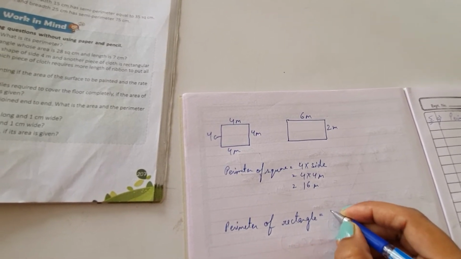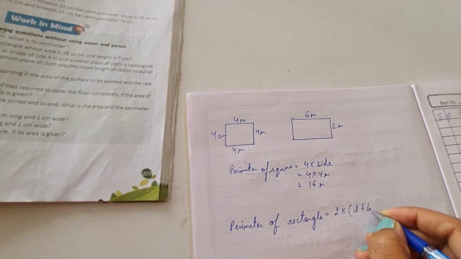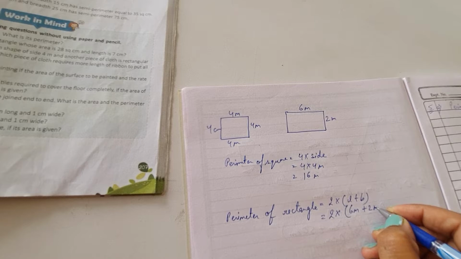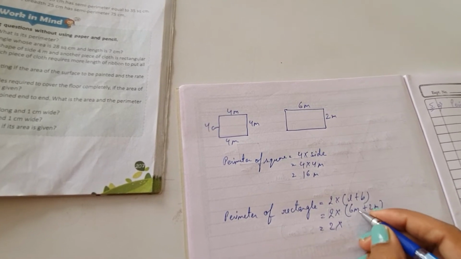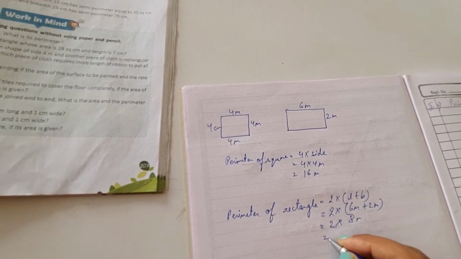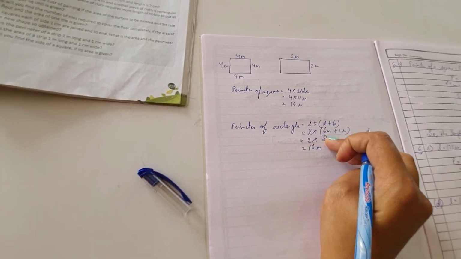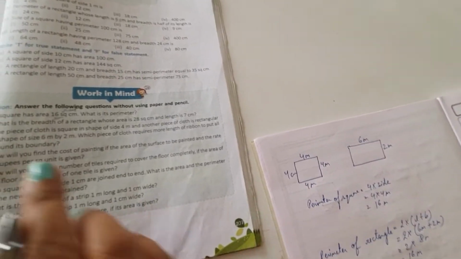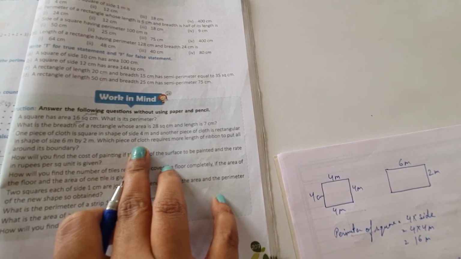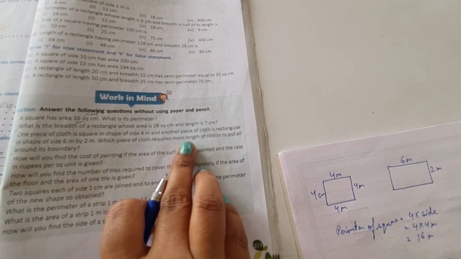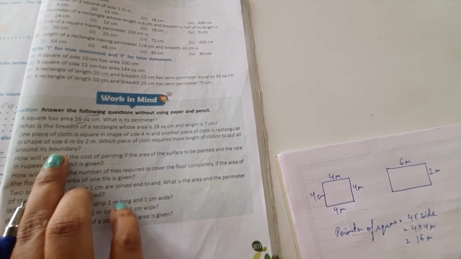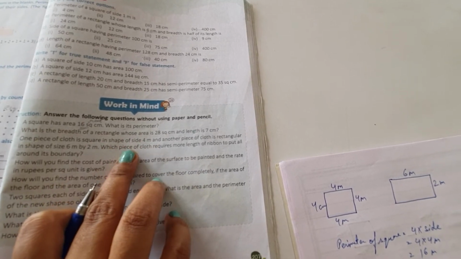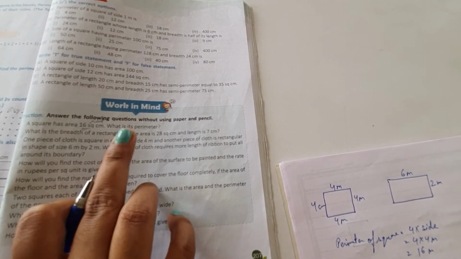That is equal to 2 into (length plus breadth). So that is 2 into (6 meter plus 2 meter), 2 into 8 meter, and it is 16 meter. So here you come to know that both require the same length. So the answer to this question, which piece of cloth requires more length of ribbon to put around its boundary, is that both the cloths will require the same length.